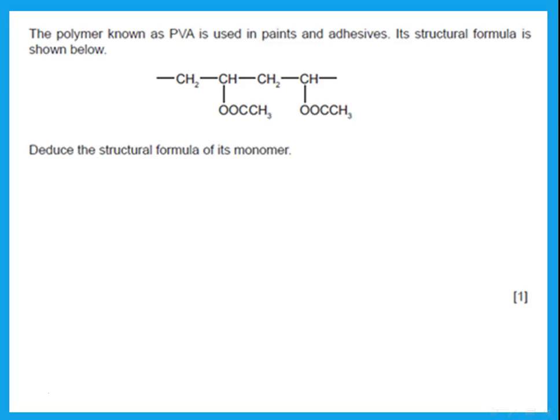So I look at that first part, CH2, CH, OOC, CH3. I remove the bonds on both ends of the carbons and I put a double bond instead. So this is my monomer. And you copy it exactly as it is so that you do not make any mistakes. So he wrote OOC, CH3. You copy it just as it is. You don't know what that is, but just copy it as it is.